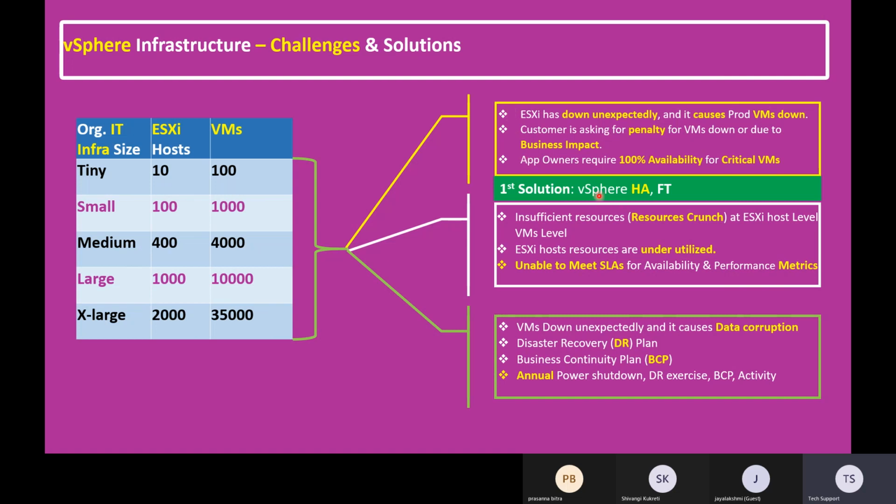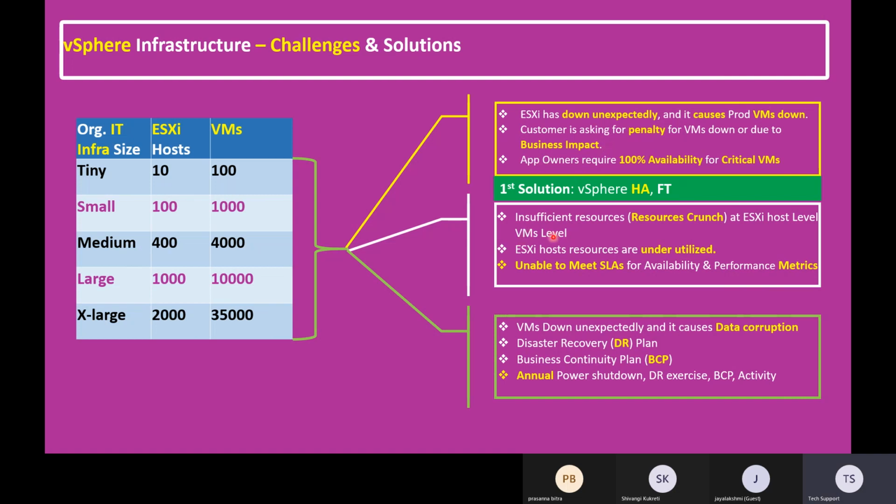The solution from vSphere is that we have to use vSphere High Availability and Fault Tolerance. As discussed, High Availability provides 99.99 percent availability, and if you are using Fault Tolerance, it provides 100% availability. So to address these three challenges, in our vSphere cluster we need to enable HA and DRS. HA is available at the cluster level, and Fault Tolerance is enabled at the virtual machine level. Okay, so this is the first solution.